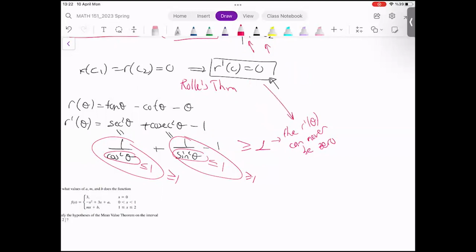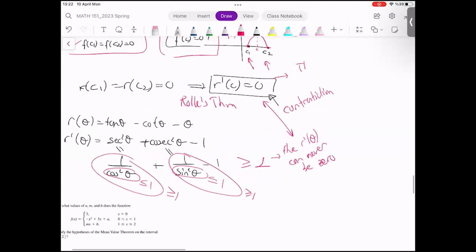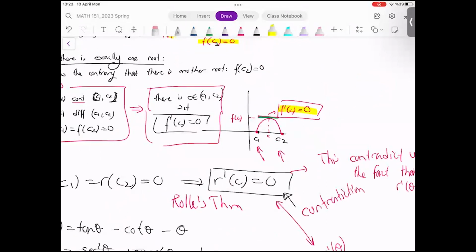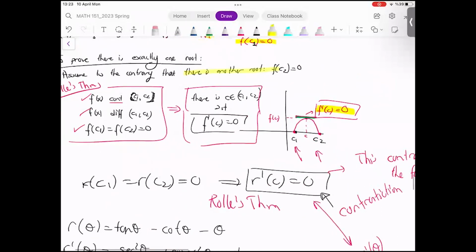So you should compare this to, you see, we obtain a contradiction. Or I can say that this contradicts the fact that r prime theta is less than or equal to 1 always, okay? So what happens? We assume that there is another root. We assume to the contrary that there is another root.